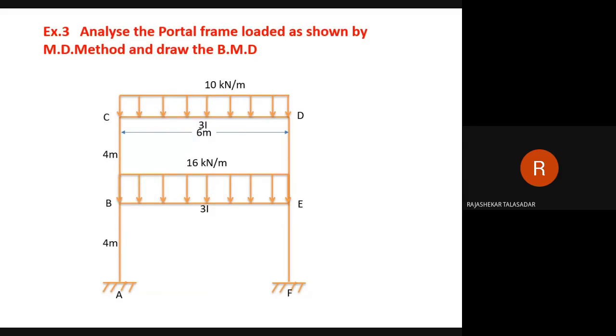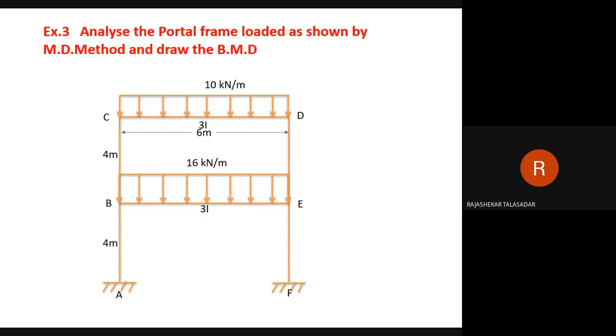Analyze the portal frame loaded as shown by the moment distribution method and draw the bending moment diagram. In the previous class, you solved the two bay frame, where there were two frames horizontally. So that was called two bay single story, but now it is a single bay two story building. That is one bay only.